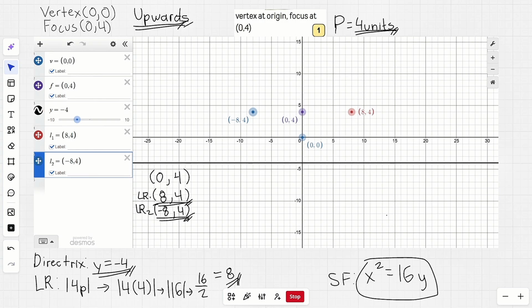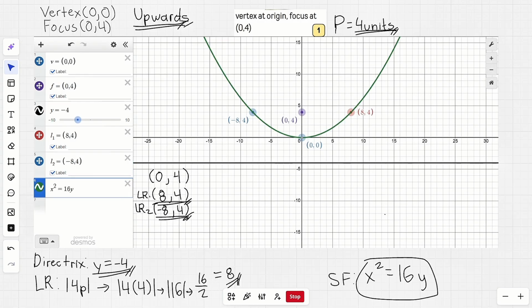Now after getting all parts of a parabola, let's head to Desmos and check if our standard form is really correct. So, vertex at origin and focus at 0, 4. After getting its standard form, I put it in Desmos and it matched correctly with the given vertex and those two latus rectum. So, the equation is verified.